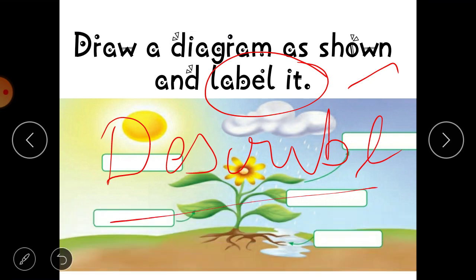My dear students, keep this thing in mind that you have to describe the process of photosynthesis in your own words. And then it is compulsory for all of you to share your pictures with me.